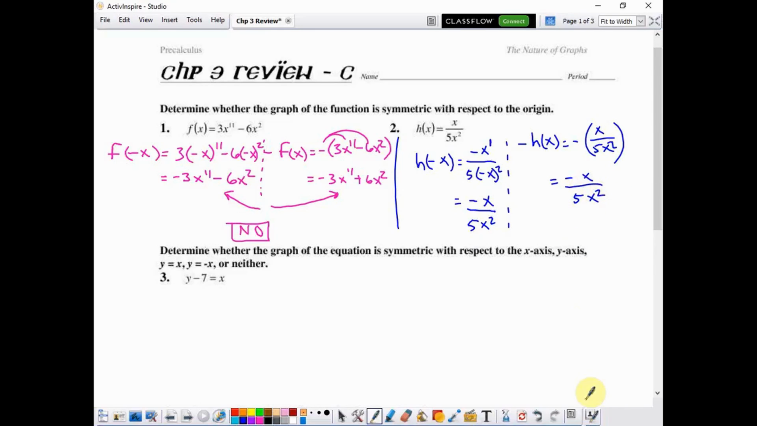And these two match. Now, what if I put that negative in the denominator instead of the numerator? Doesn't matter. It has the same value. If I put this negative in front instead of in the numerator, it doesn't matter. A negative in a fraction makes the fraction negative. So no matter where I put this negative, it's still going to have the same value as this original, or of the h of the opposite of x. So the answer is yes, it does have symmetry with respect to the origin.